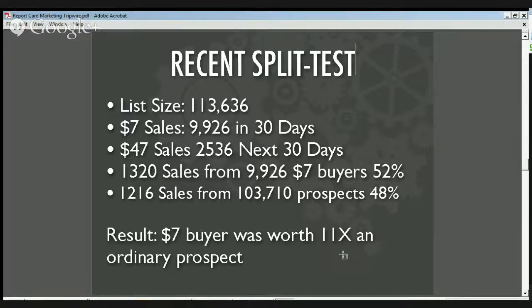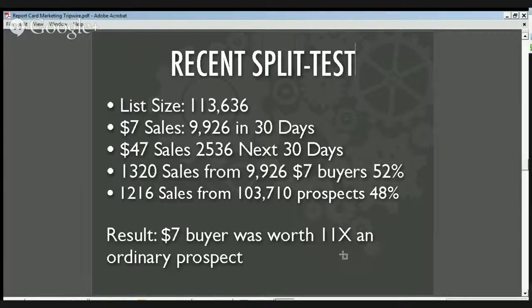Then 2,536 in the next 30 days bought the entire $47 course. Okay, so basically that's what they marketed. They did the tripwire and the $47 course, and those are the numbers.